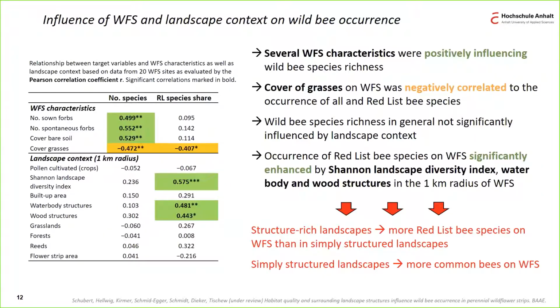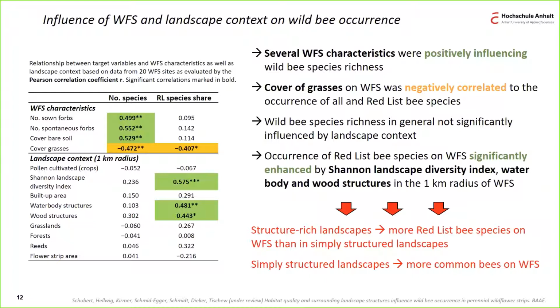Concerning the effect of wildflower strip characteristics and landscape context in the 1-kilometer radius of the study sites, we found very interesting results. Wild bee species richness in general was positively affected by the number of sown and spontaneously established forbs, as well as by the amount of bare soil on the wildflower strip sites. On the other hand, the cover of grasses negatively influenced the occurrence of all bees as well as of red list bee species.